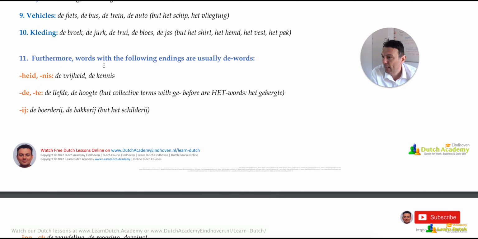Words with endings like heid and nis would get de as well. De vrijheid, which is freedom, de kennis. Endings de and ter in words like de liefde, love, de hoogte, height would get the article as well. But there are also exceptions. Ending ij would get article de as well. De boerderij, which is a farm, de bakkerij, which is a bakery, but het schilderij, which is a painting.